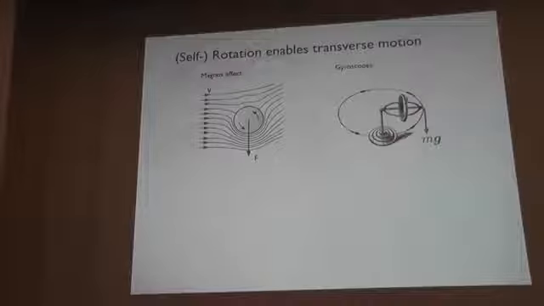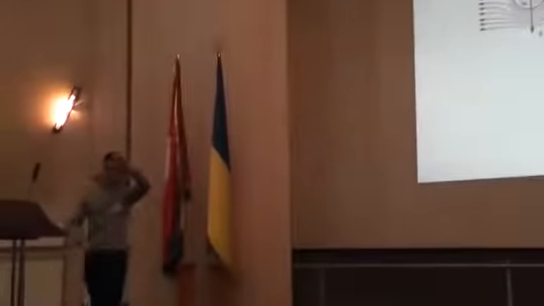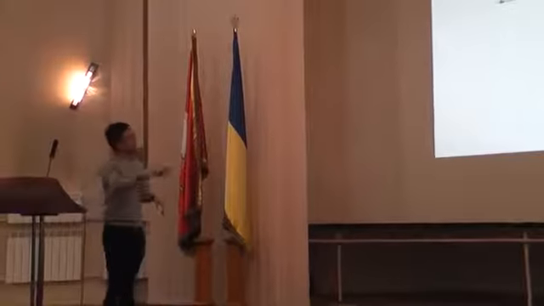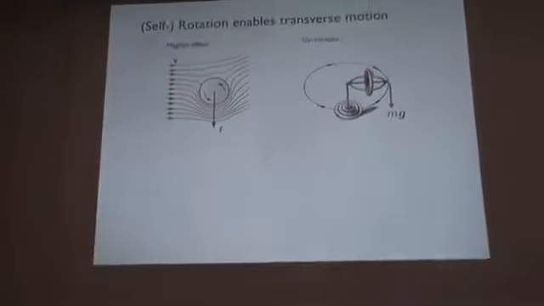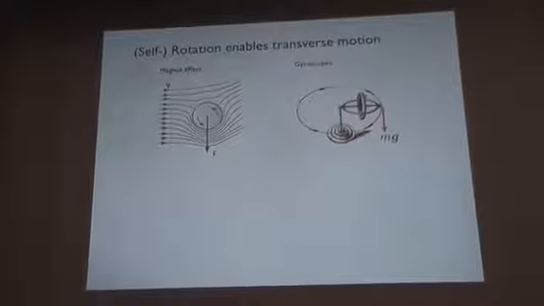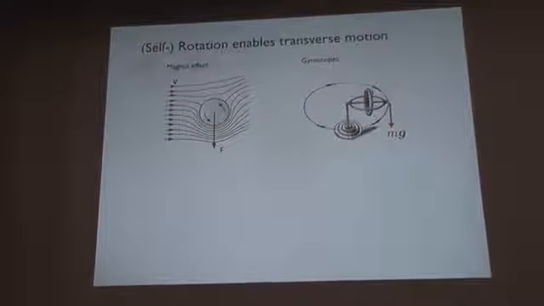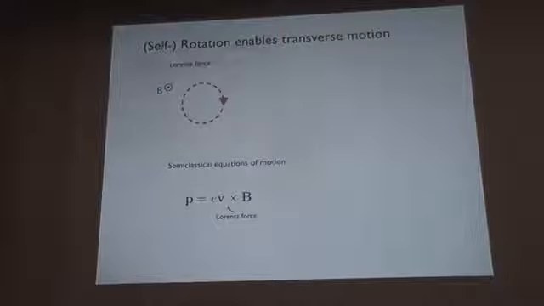So what happens is, you take a gyroscope and spin it around quite a bit, it has lots of angular momentum, and it does this weird precessing kind of motion. The gravitational force is going down this way, but instead the gyroscope wants to precess around in this kind of direction. So that's also a manifestation of self-rotation enabling some kind of transverse motion.